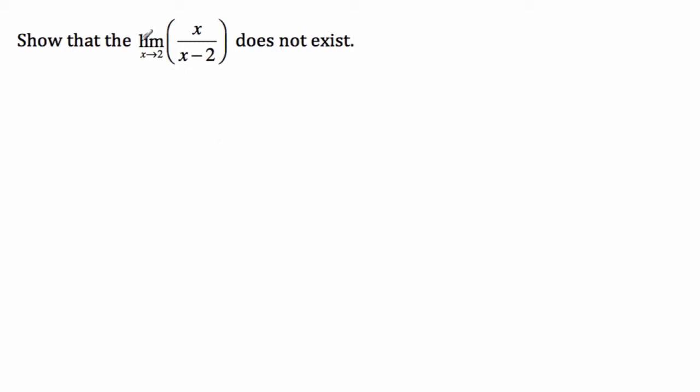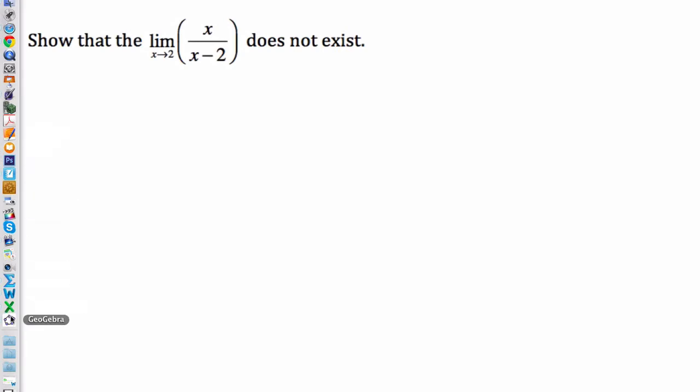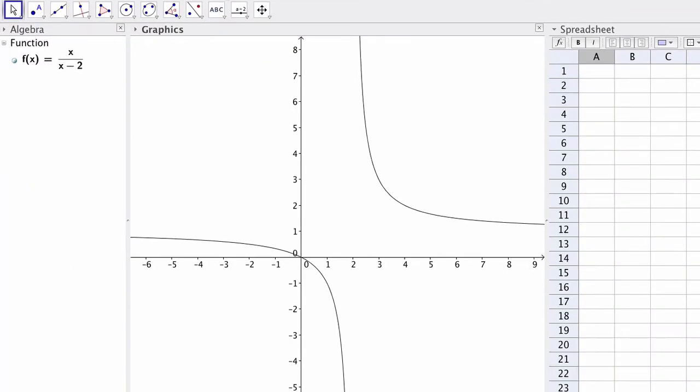In this question, we're asked to show that the limit of x approaches 2 of x over x minus 2 does not exist. So let's jump over to GeoGebra, see what this function is actually looking like and behaving, and we can see from the points that this thing's going to go off to infinity. So here's the function. Clearly at x equals 2, the function's starting to shoot up.